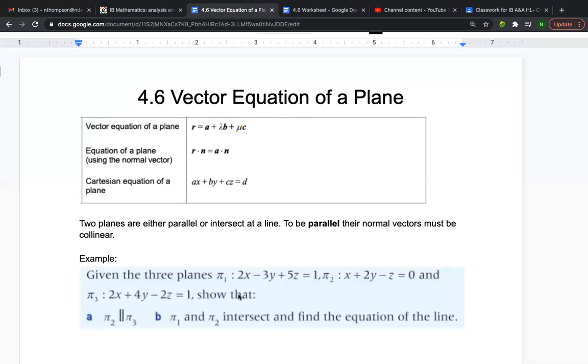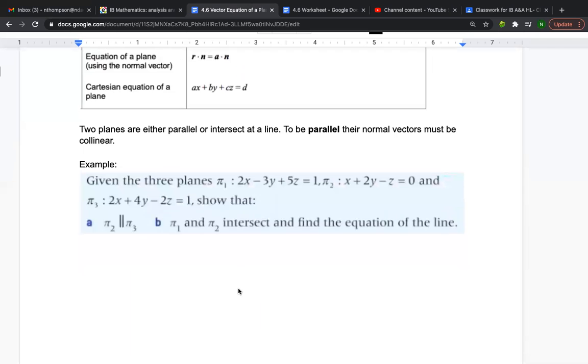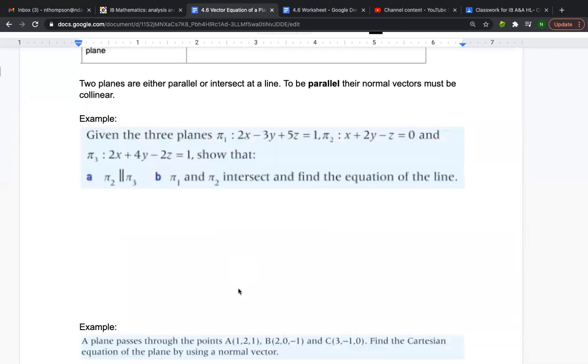So we're going to go ahead and start with this first example and start with A. So A reads that plane 2 and plane 3 are parallel, which means that the directional vector of the second plane would be equal to some scalar times the directional vector of the third plane, and that it has no common points. So I have to prove both of those.